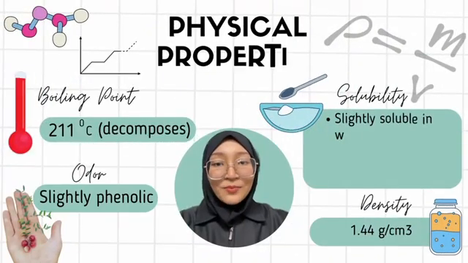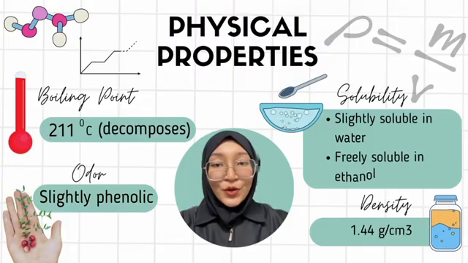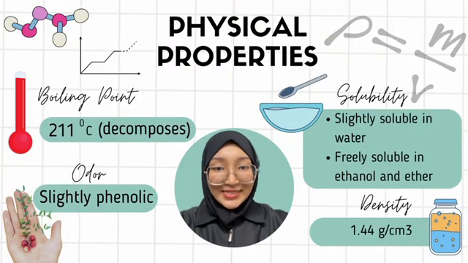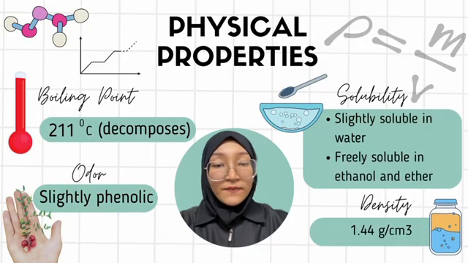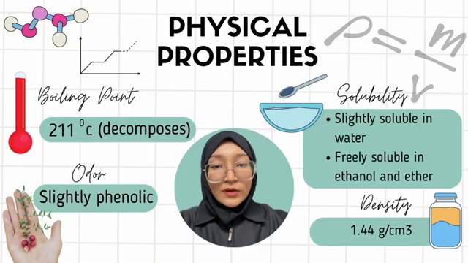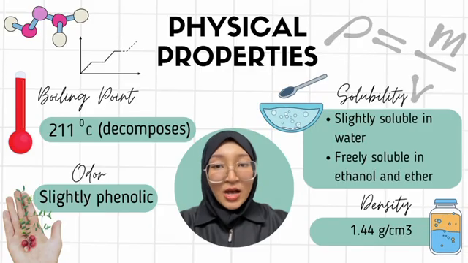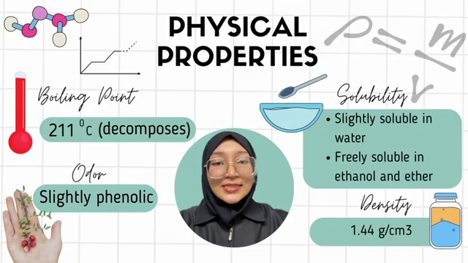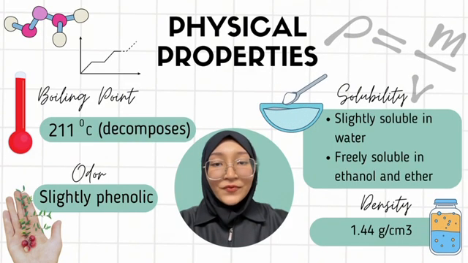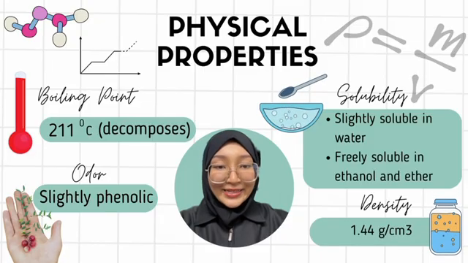Next, the boiling point of salicylic acid is 211 degrees Celsius and it decomposes at this temperature. It has a slightly phenolic odor. The density of salicylic acid is 1.44 grams per cubic centimeter. For solubility, it is slightly soluble in water and freely soluble in ethanol and ether.